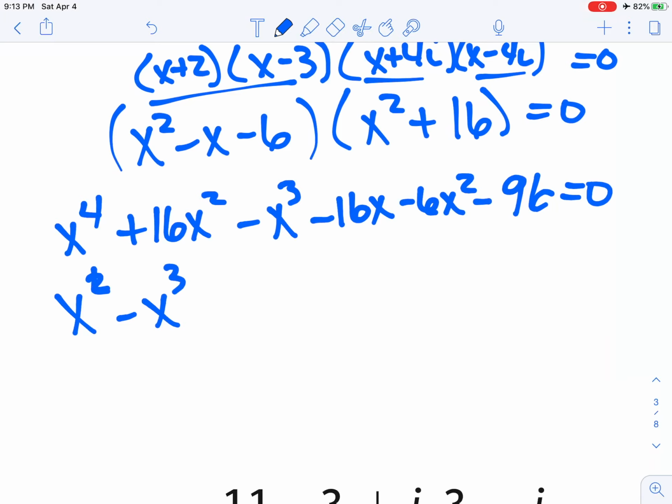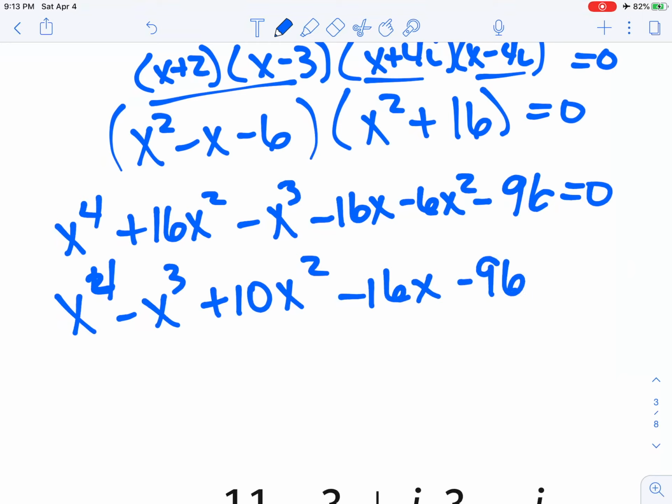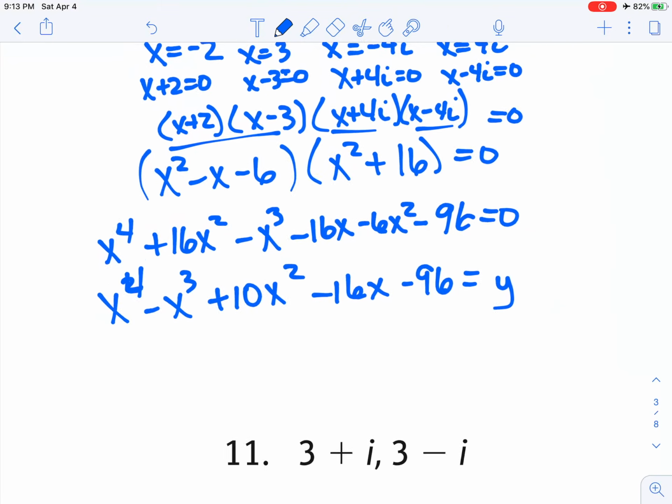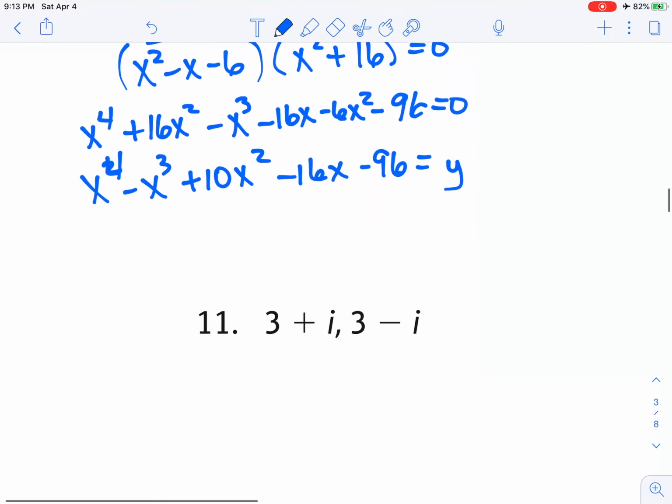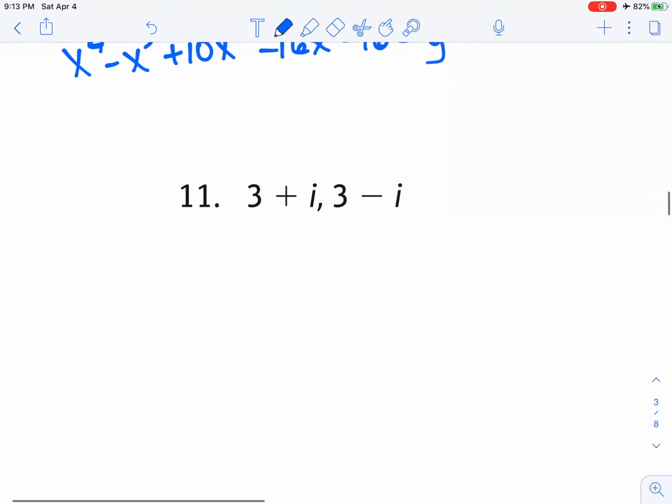Combine like terms. That should be a 4, not a 2. Put it in descending order. And I get x to the 4th minus x cubed plus 10x squared minus 16x minus 96 equals 0. And if I really want to make it into a proper equation, I could have it equal y.